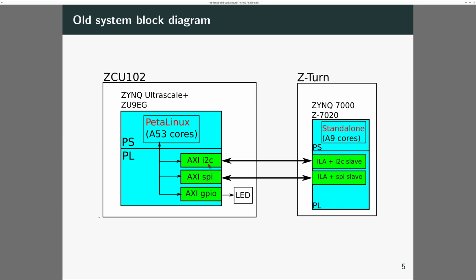Then on our ZYNQ Ultrascale chip that we had on ZCU102, we had the XI I2C, SPI, GPIO, and then through a set of cables, they were connected to ZTurn. And there at the ZTurn side, we were running a standalone system. We had ELA to watch the signals coming from our ZCU102 board. We had SPI slave, I2C slave, and there was no PetaLinux running here. PetaLinux was running only here on our ZYNQ Ultrascale Plus board. And the purpose that we had was to show how one can use SPI, I2C, and GPIO in PetaLinux.